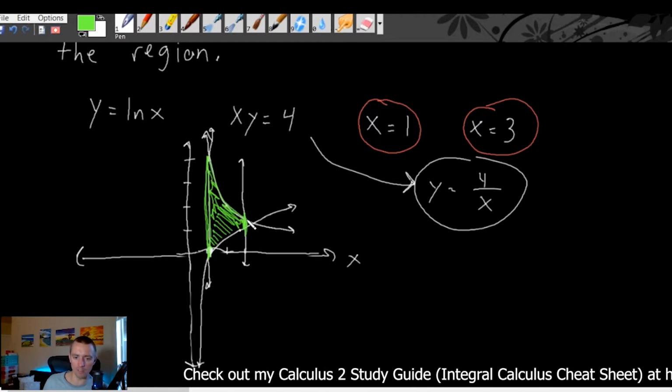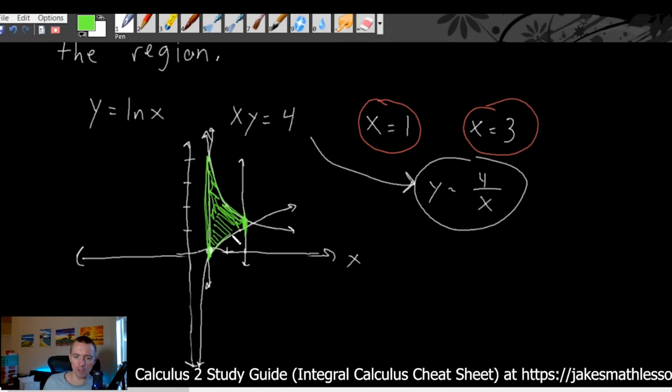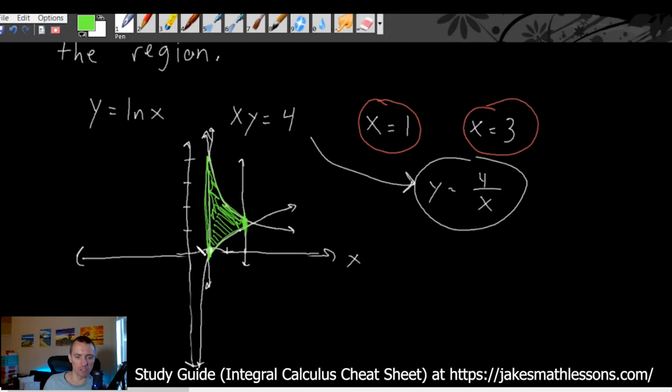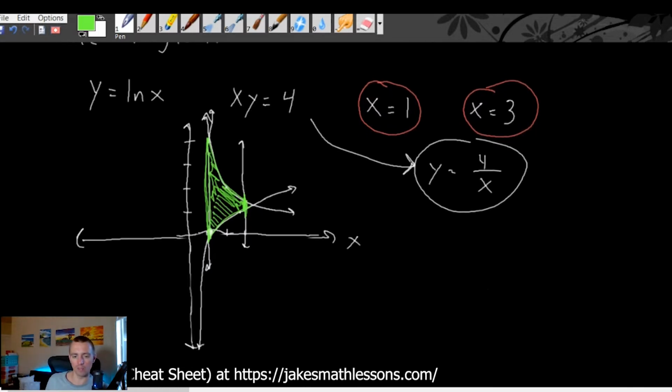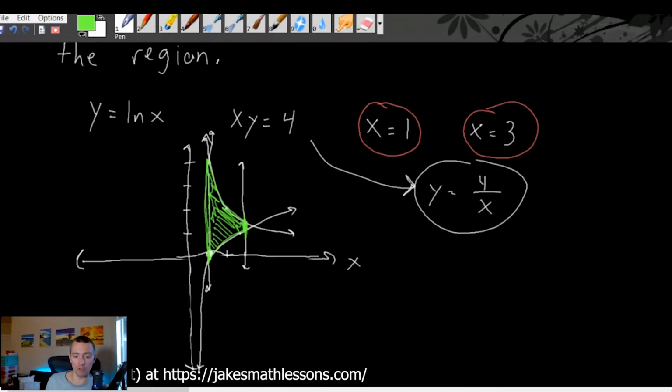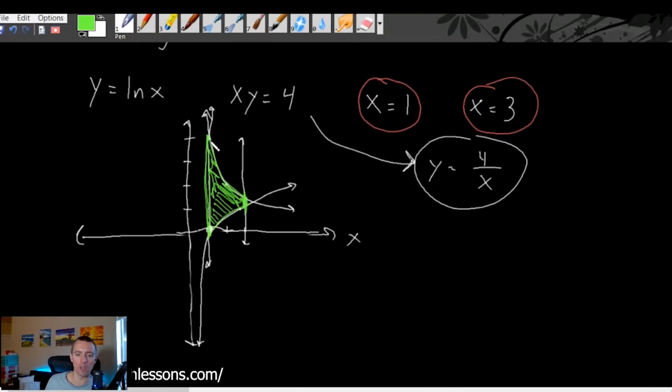4 over x is the top of this region all the way through, from left edge to right edge, and natural log of x is the bottom edge of this region all the way through, from left edge to right edge. So we actually have something easier than what I initially drew. So that's a good lesson for you. Be careful about your sketching of your curve, because it is really important to figure out how these two curves are related to each other.